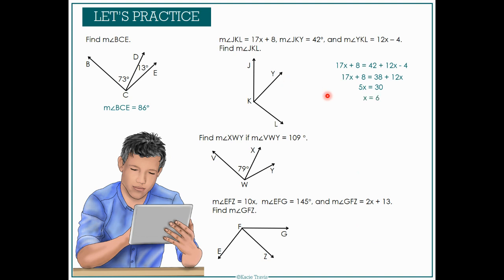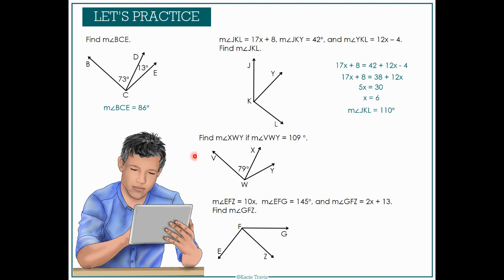But is it asking for x or is it asking for something else? Nope, it's asking for something else. So we need to take this x that we just found and run it back into our calculation for JKL. So JKL is 17x plus 8. That means I do 17 times 6 plus 8, which gives us 110. So you need to be able to set that stuff up to go through and knock it out.